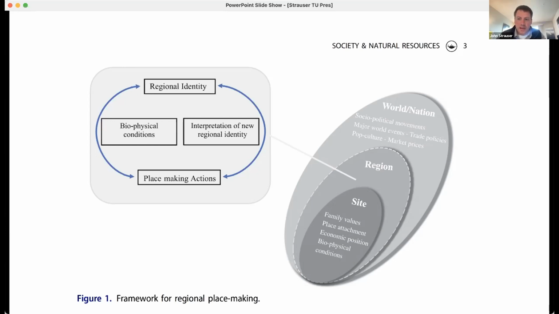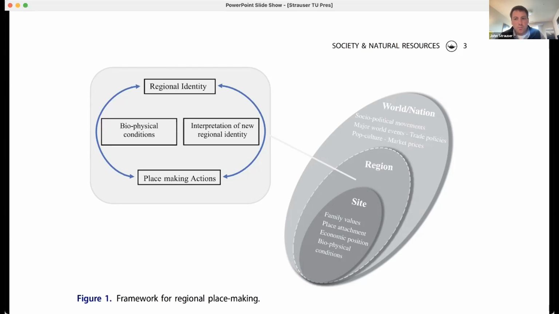But then there's got to be something smaller than that that's also being influenced before you get to a site. And this is where I really settled in on this idea of a region. And I just want to pause because I think region can be a tricky concept to get your head around.